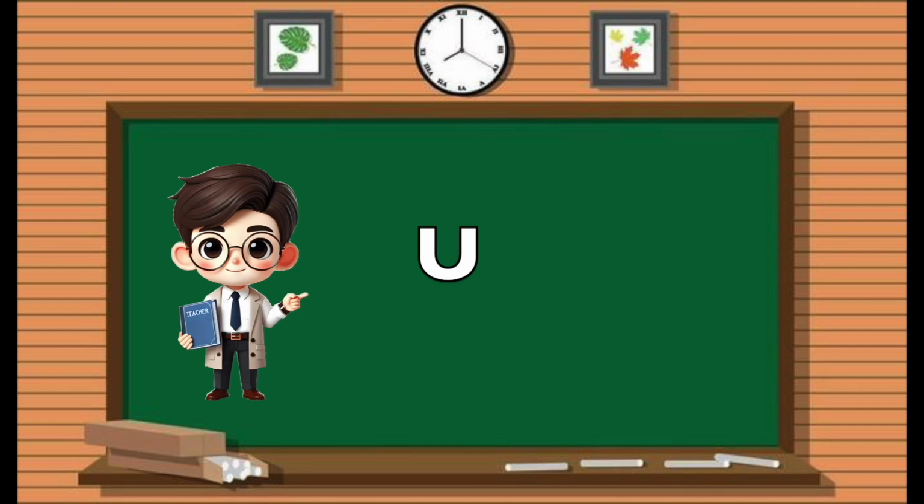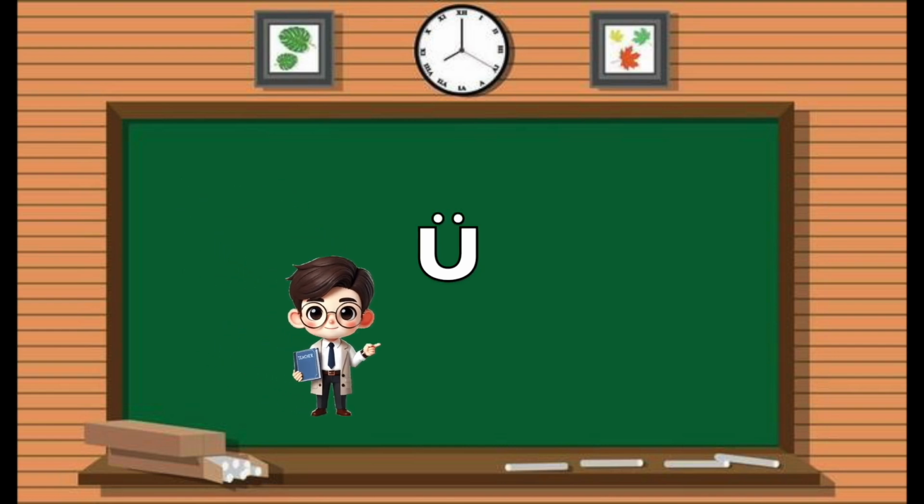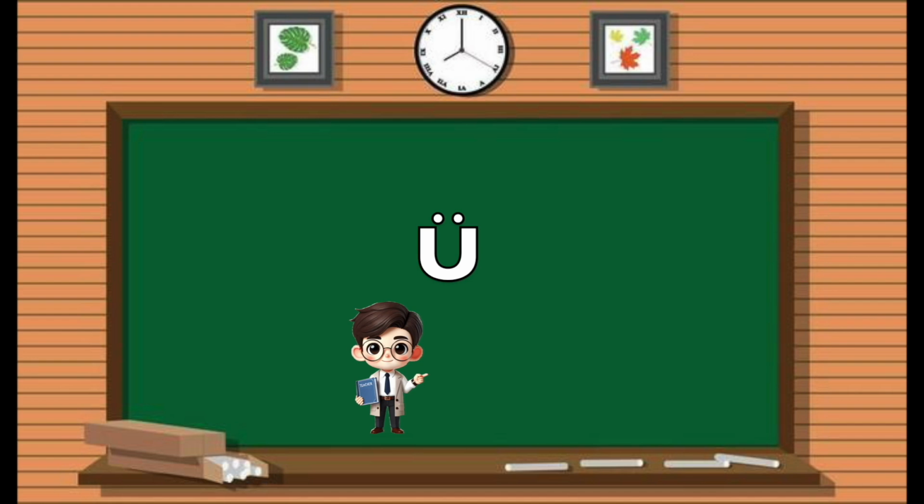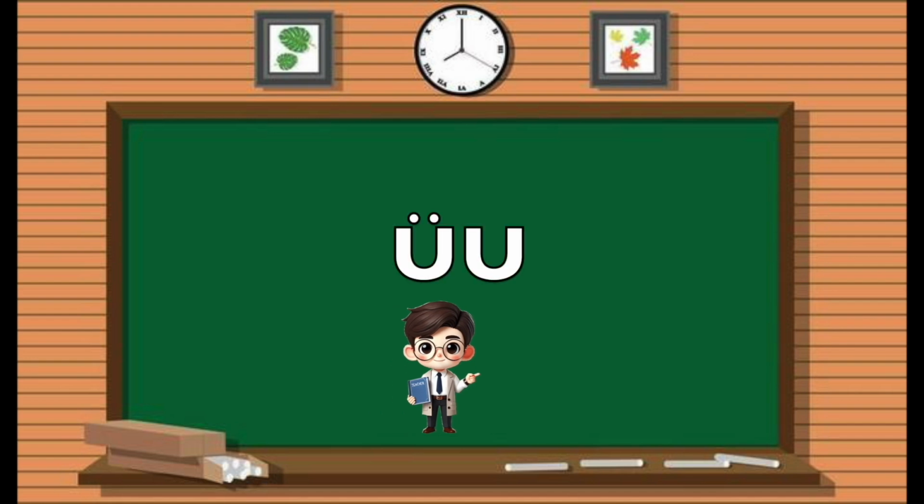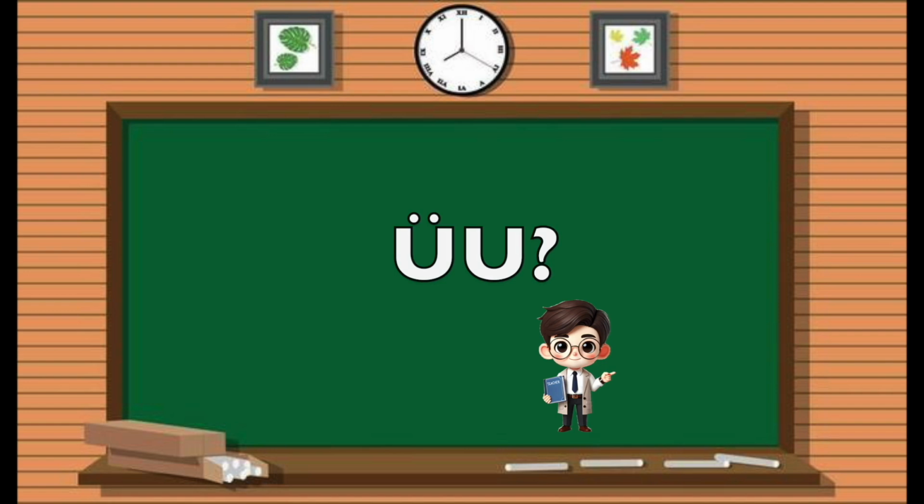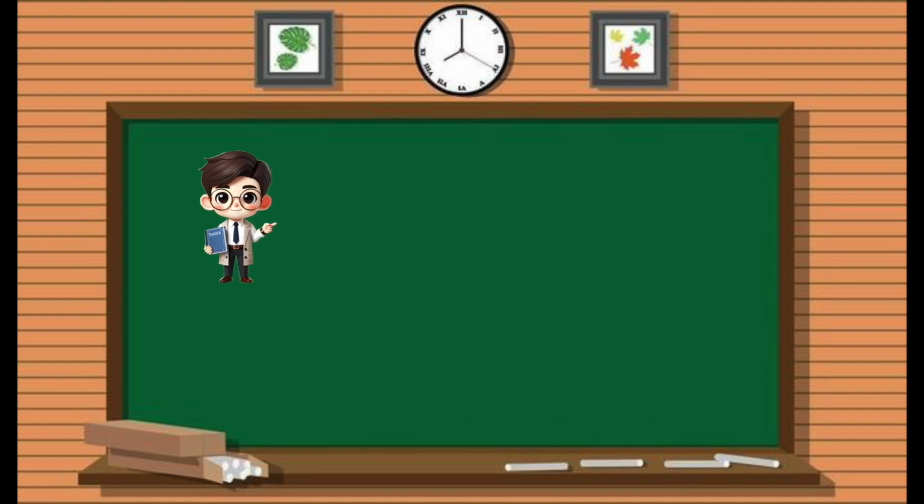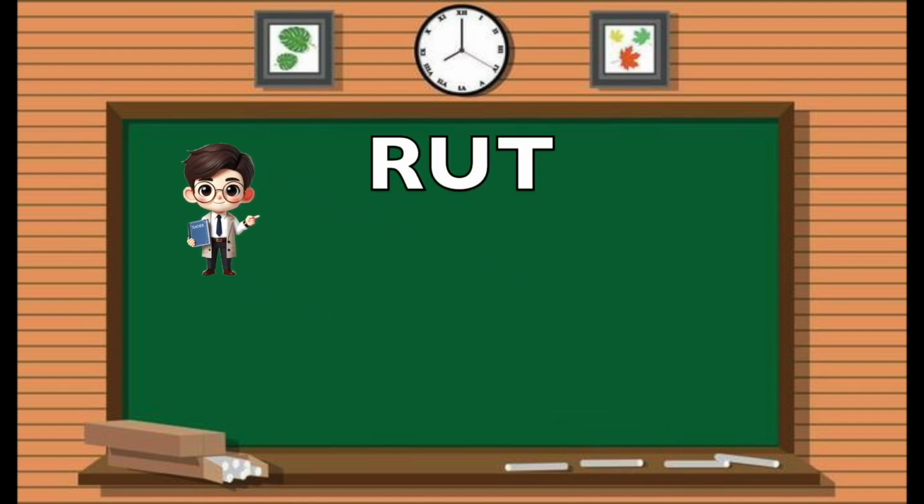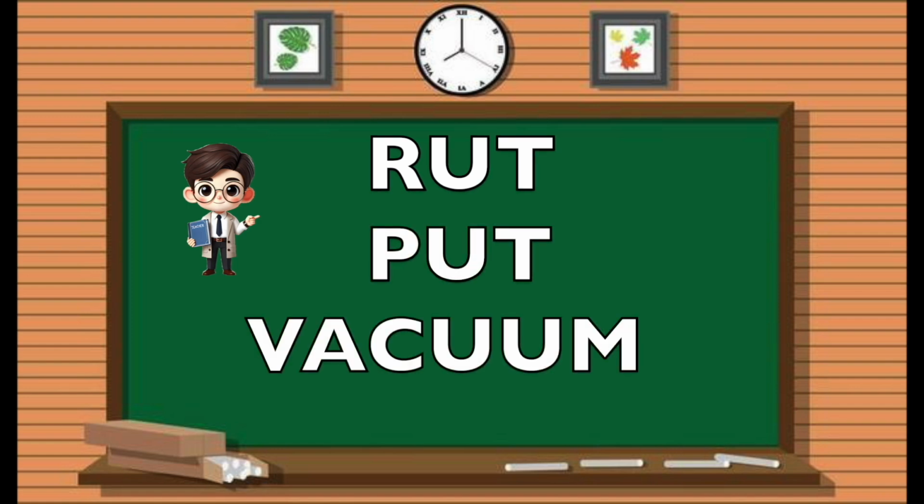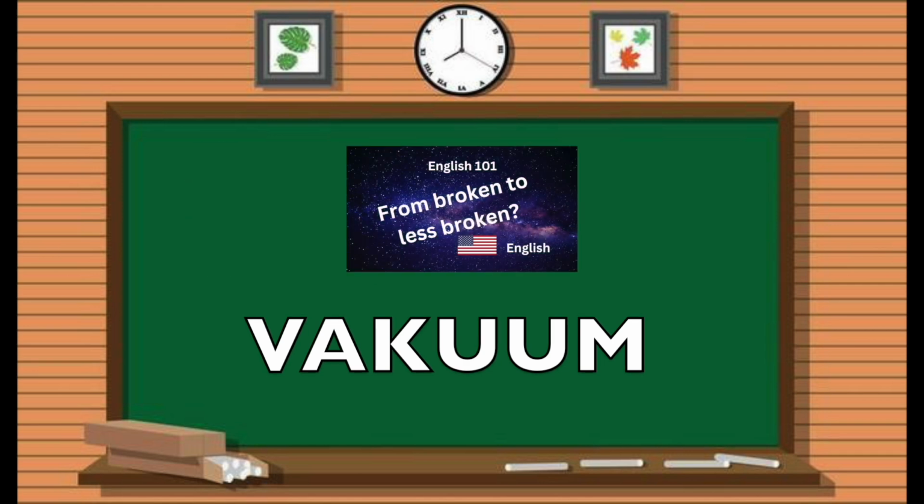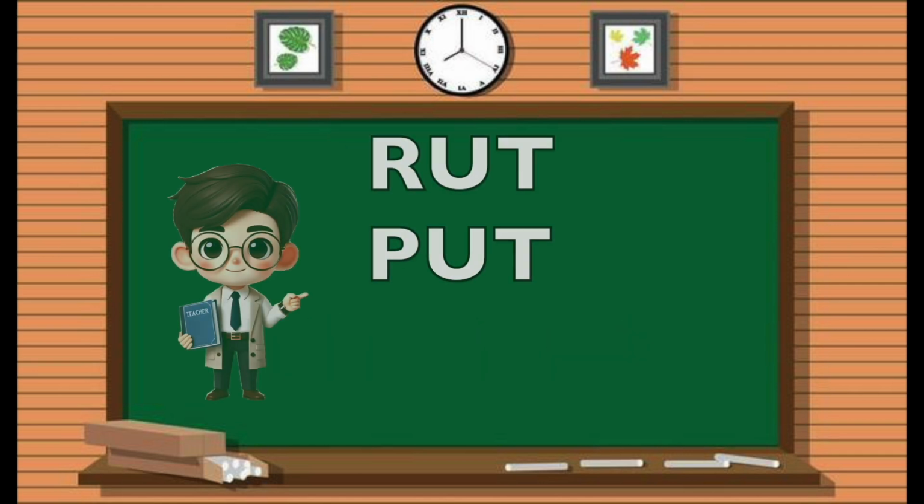The letter U should adopt the same change, placing two dots across when pronounced at its deepest pitch. However, this letter is unique in that it has, not two, but three different ways you can pronounce it. A few examples are RUT, which spells rut, PUT, which spells put, and VACUUM, which spells vacuum. Side note, the C in this word should be replaced with K. If you've seen this video, then you'll know why.